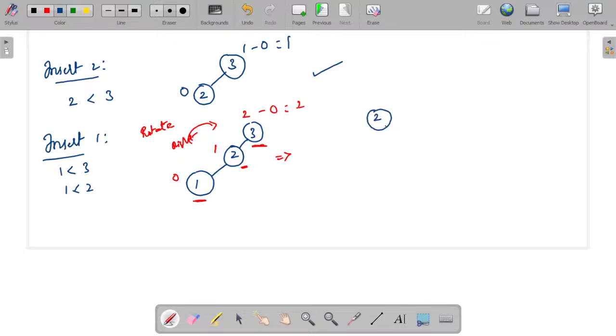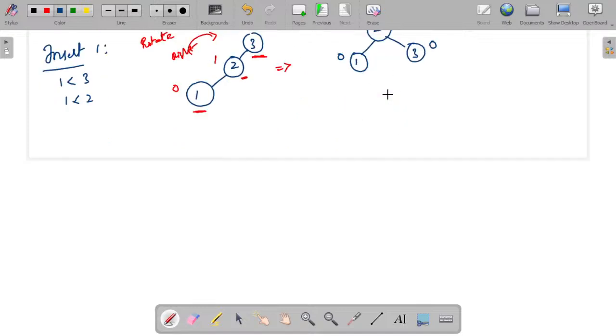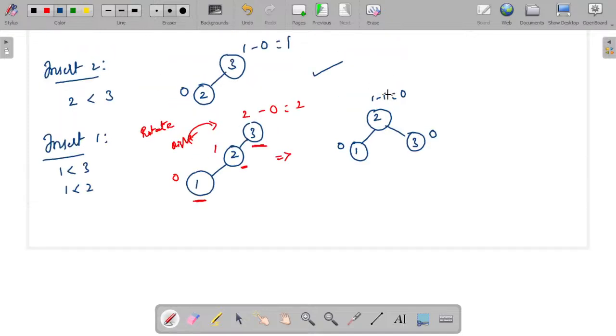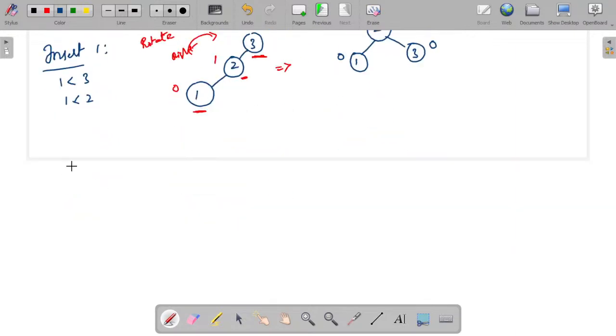So 2 becomes the root node, 3 is pushed down and 1 stays in the left child position as it is. Now if you calculate the balance factors, leaf nodes will be 0 all the time, and for 2 it is going to be 1 minus 1, which is 0. So now the tree is balanced, and since the tree is balanced, we can go ahead and perform the next insertion operation. The next node that we should insert is 4. So now we will see how we can insert 4.